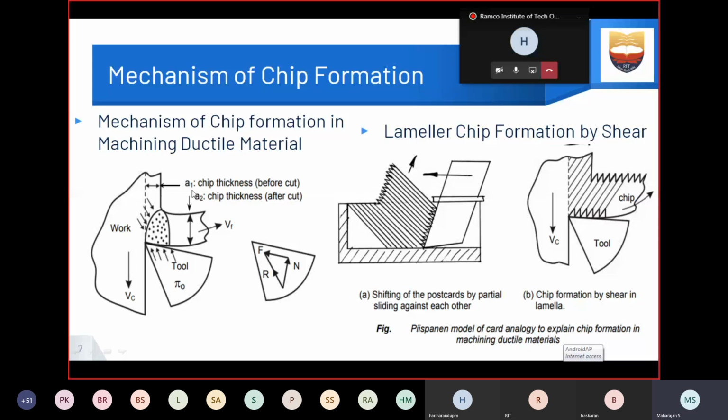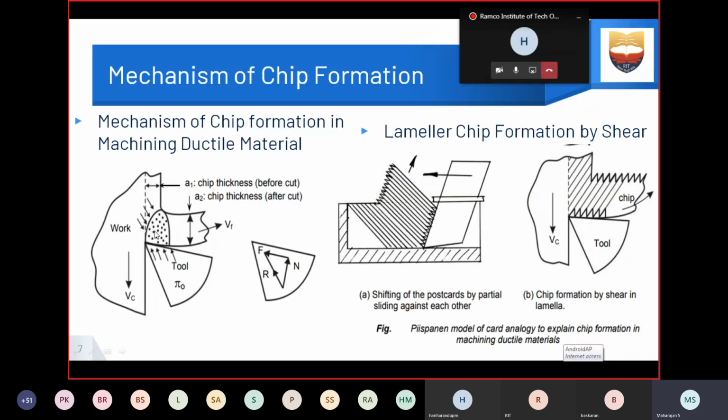What is meant by shear area? This is a ductile machining operation. A ductile machining operation means the shear area creates some kind of shearing operation. So if you put force onto the work material, and the force exceeds the shear strength of the material, what happens? Slipping occurs in this direction.